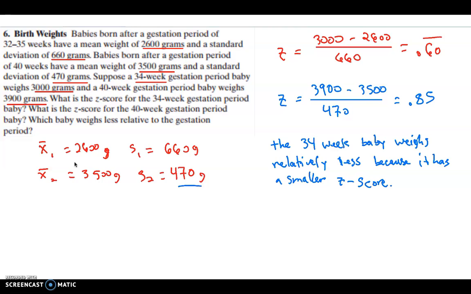So the 34-week baby is 0.60 standard deviations above the mean. The 40-week is 0.85 standard deviations above the mean, which tells us that relative to the group, the 40-week weighs a little bit more than the 34-week. And that's what the z-score tells us. So it brings us down onto the same level.